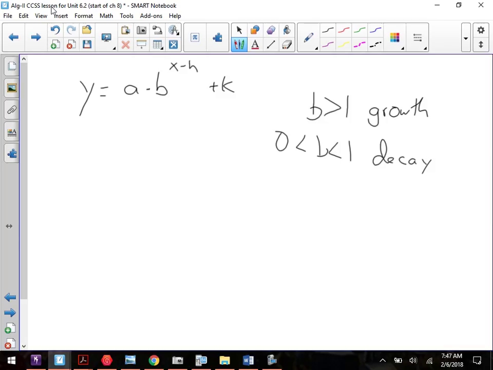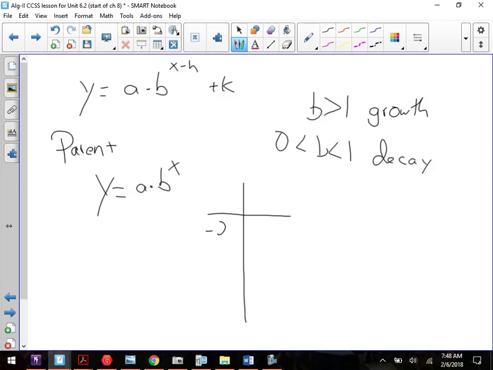When you're dealing with these, you have a parent function, and then you have a shifted function. Your parent is going to be y equals a b to the x. And when you do that, you're always going to want to pick the 5 easy points, because then you know where your original points are. And then from there, when you go to shift it, you're just shifting them via the ordered pairs. So this generates your first x to generate your y.